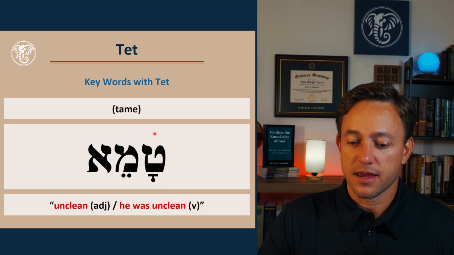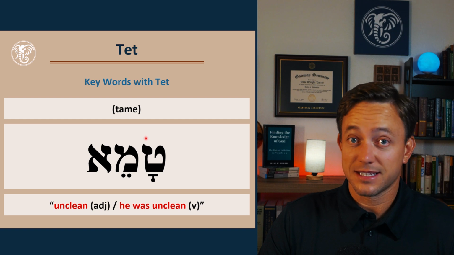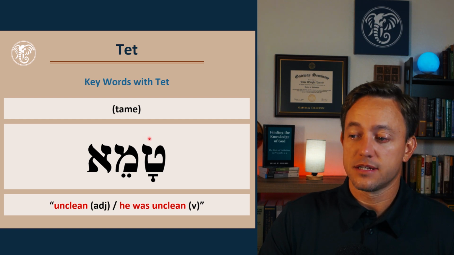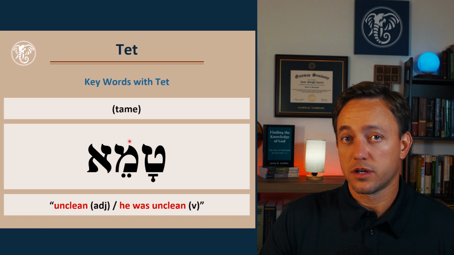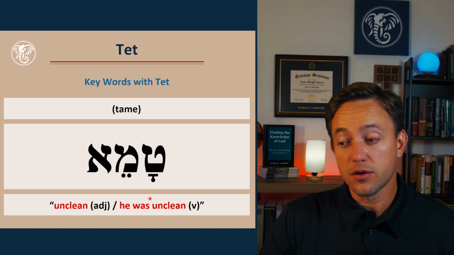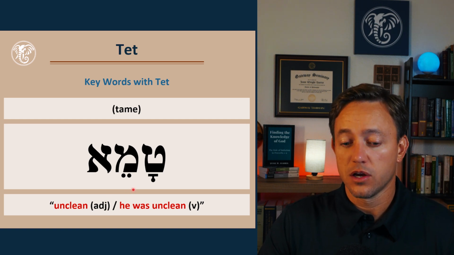All right, and then we have here the word tameh, which is basically the exact opposite, is to be unclean. Now, what's a little bit weird and interesting about this word, as you notice here, is there's only one form, which can be both either the verb or the adjective. And so it really is going to be context, which helps determine which one it is.